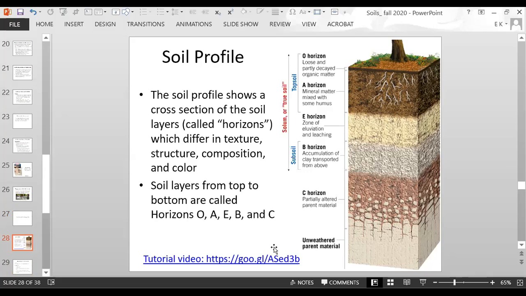And then there is a tutorial about soil profiles that I am going to share right now.